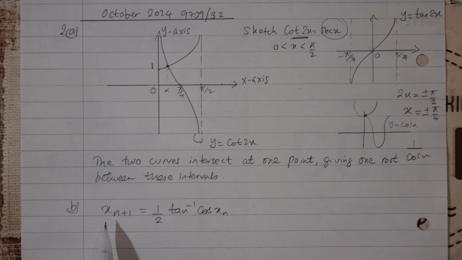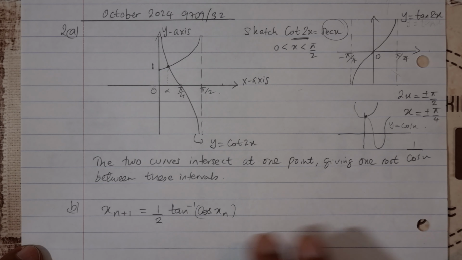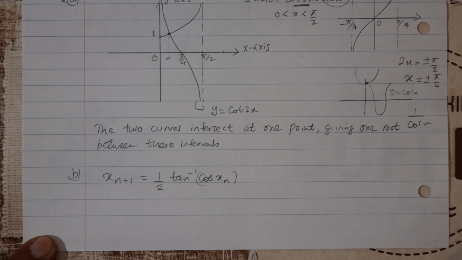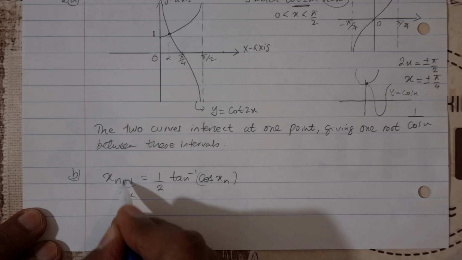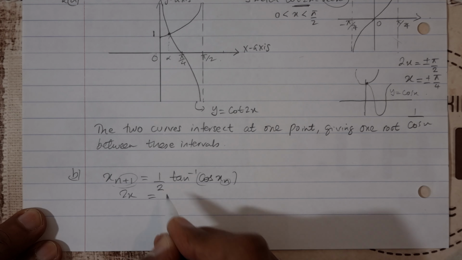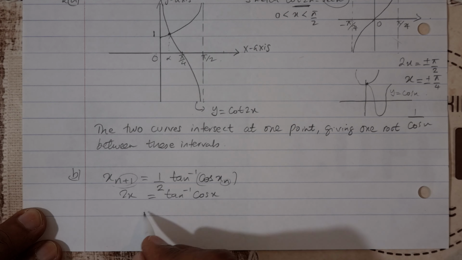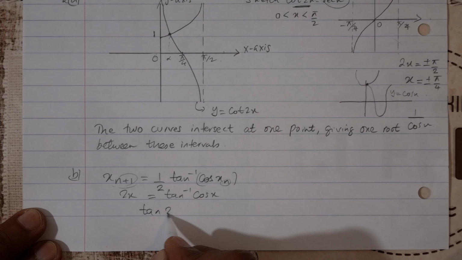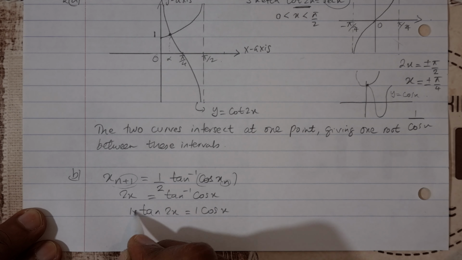Now for part B of the question, we need to show that x sub n plus 1 is equal to half tan inverse of cos x sub n converges to the root in part A. So the way we do this, we're just going to swap around the formula. So 2 times x is basically 2x, and I'm going to remove the sub n plus 1 and the sub n. So I end up with 2x equal to tan inverse of cos of x. So the tan inverse becomes tan of 2x on the other side, and we got cos of x. Remember that this is multiplied by 1, and this is also multiplied by 1.